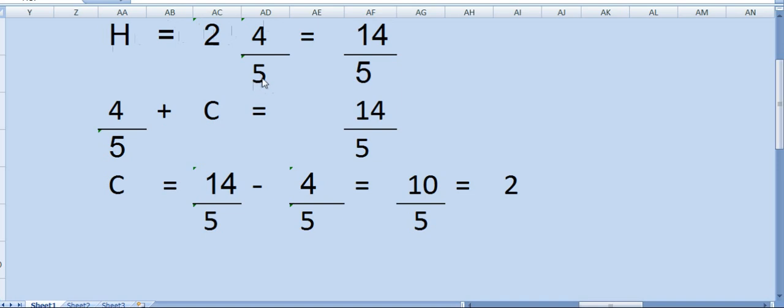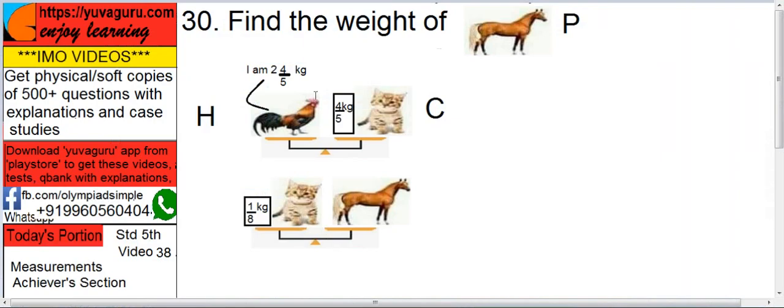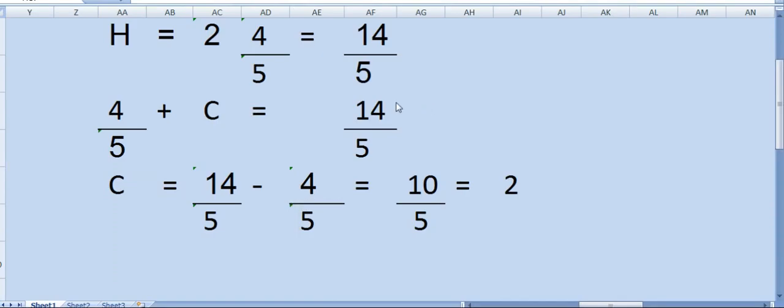Convert to a simple fraction: 5 times 2 is 10, plus 4, 14/5. Hen equals cat plus 4/5. So 14/5 over here equals cat plus 4/5. We have to find out cat. So bring this 4/5 over here. So 14/5 minus 4/5. The denominator is the same, so 14 minus 4, 10/5 equals 2. So cat becomes 2 now.